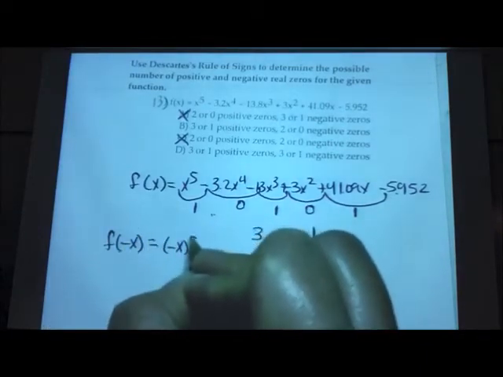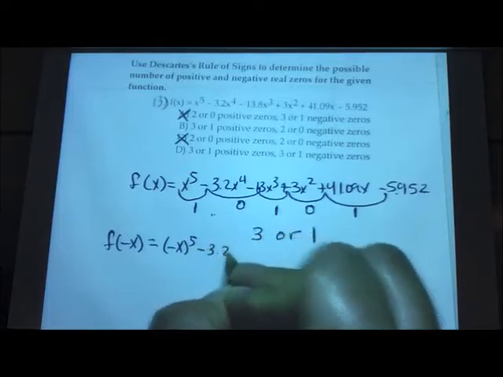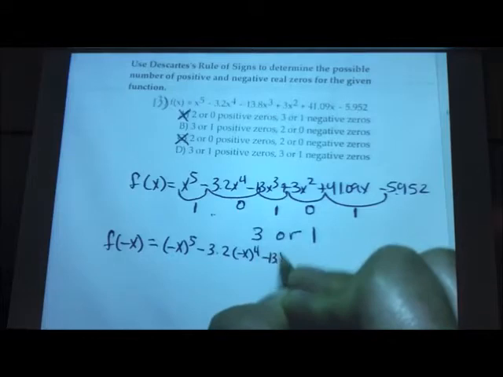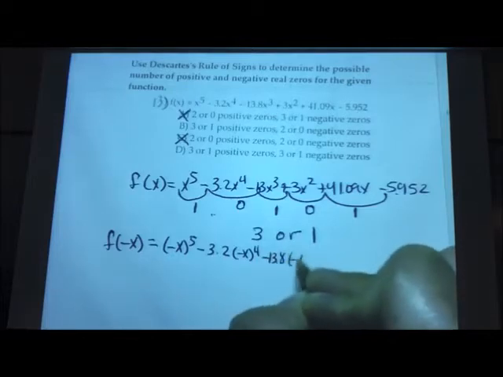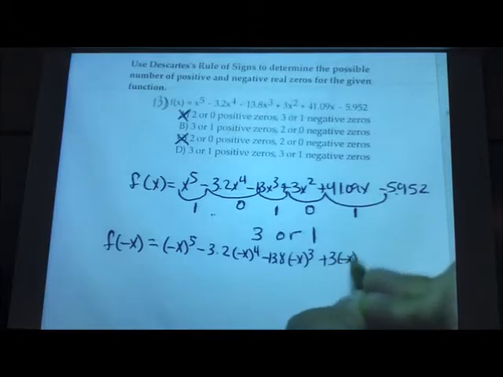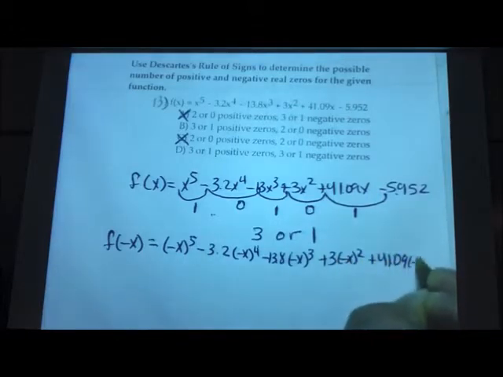Negative x to the 5th minus 3.2, negative x to the 4th minus 13.8, negative x to the 3rd plus 3 negative x squared plus 41.09 is negative x minus 5.952. So there it is. Long problem, I get it.